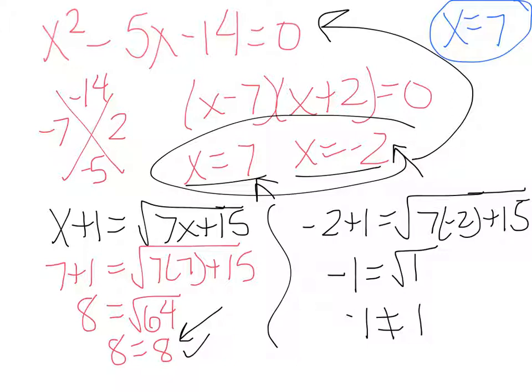Again, we have the extraneous solutions because we're squaring both sides, and that's going to throw off some of our answers.